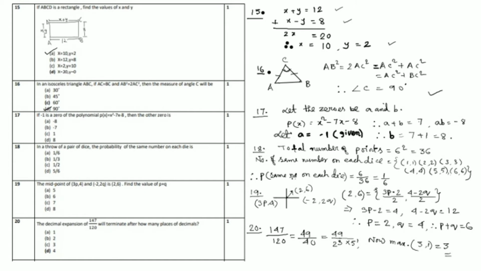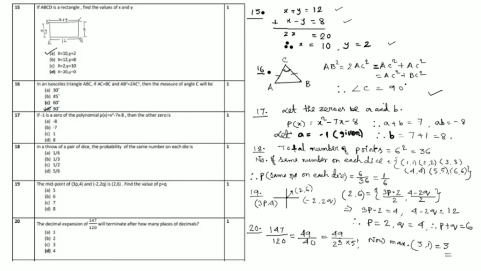Now, in question number 17, it is said that if minus 1 is a 0 of the polynomial p(x) equal to x square minus 7x plus 8, then other 0 will be what? There will be two zeros. Let us suppose the zeros are a and b, and the polynomial is equal to x square minus 7x minus 8. Since there are two zeros, the sum a plus b will be minus b by a. So it will be 7, and product of two zeros will be minus 8.